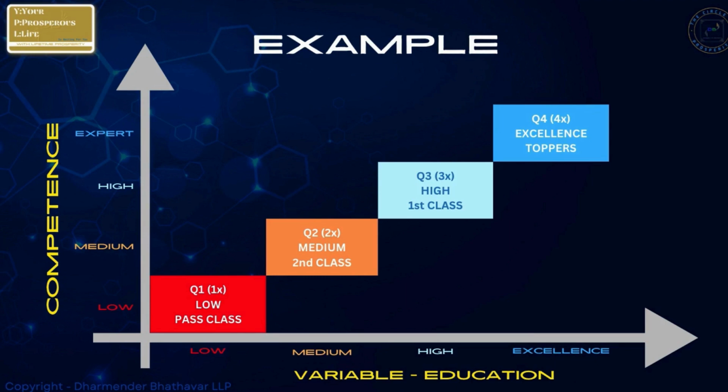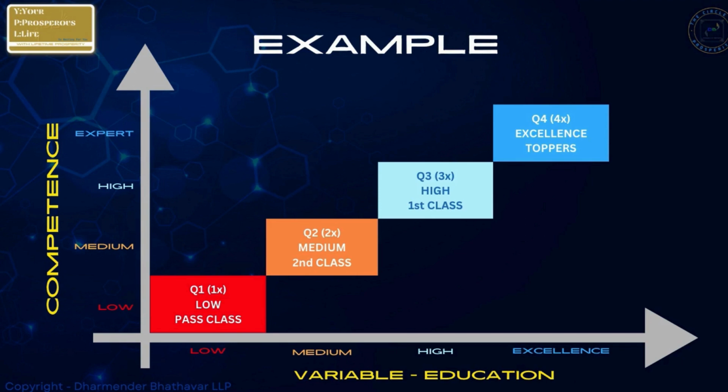nXP is quadrant 4 minus quadrant 1, that is 4x minus 1x, which is equal to 3xp. You understood? 3xp would be your result for transforming yourself from quadrant 1 to quadrant 4. That means you have to put in 3 times more effort in transforming yourself from quadrant 1 to quadrant 4.